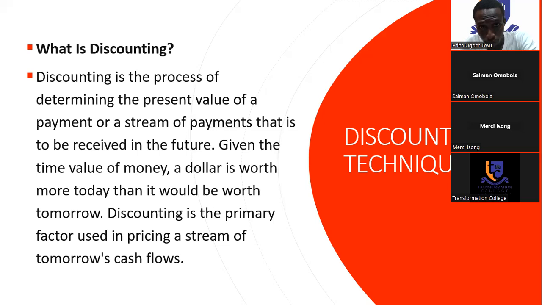Multiply the year one discount factor by the cash inflow of year one to get the present value of year one. Then the one for year two, multiply by the cash inflow of year two to get the present value for year two. The one for year three, multiply by the cash inflow of year three, and the one for year four, multiply by the cash inflow for year four. So I'm waiting.